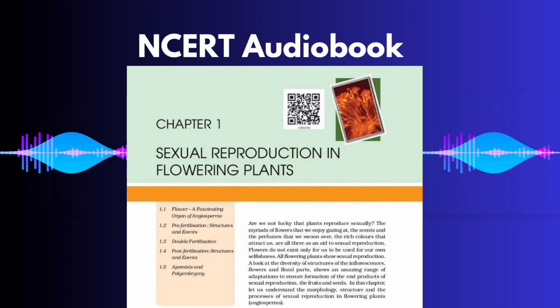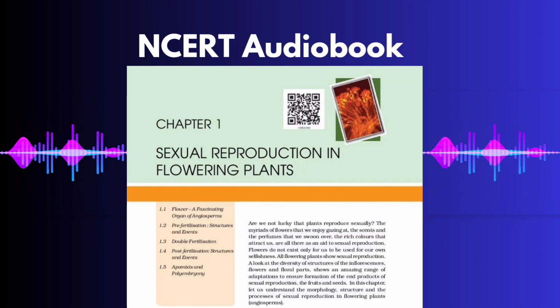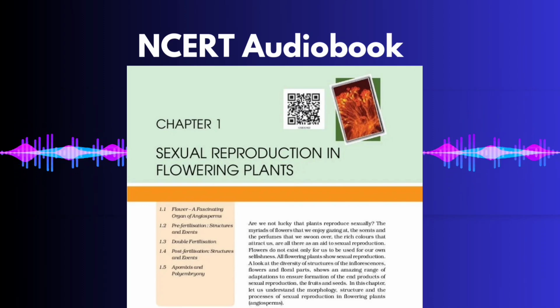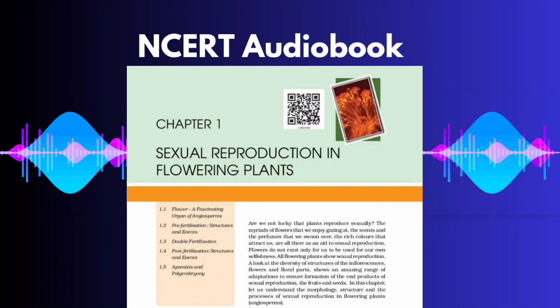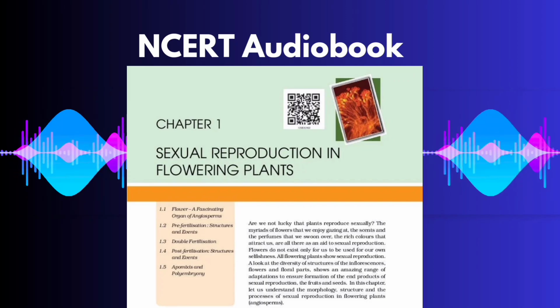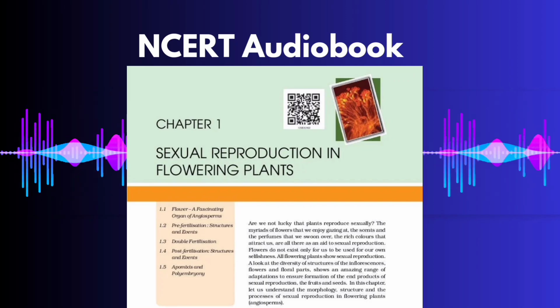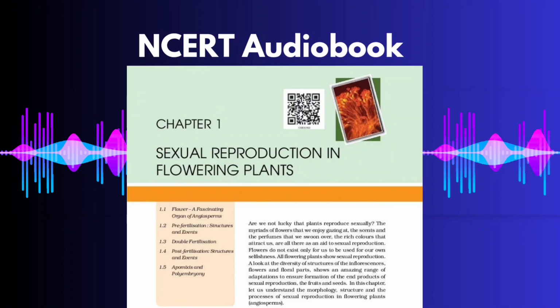The pollen grains have a two-layered wall, the outer exine and inner intine. The exine is made up of sporopollenin and has germ pores. Pollen grains may have two cells, a vegetative cell and generative cell, or three cells, a vegetative cell and two male gametes, at the time of shedding.